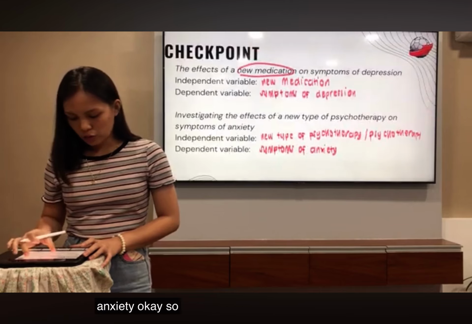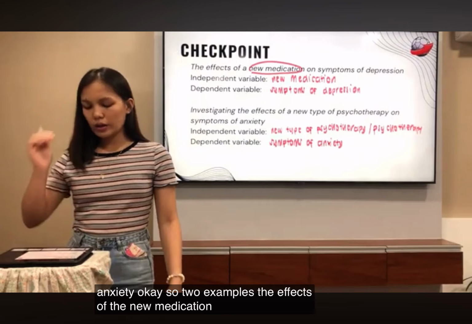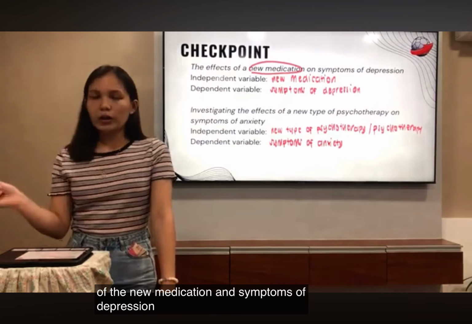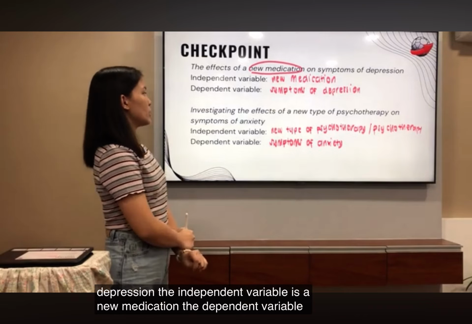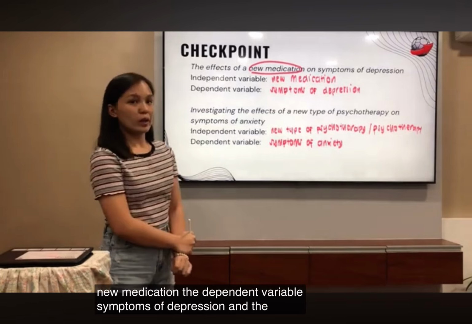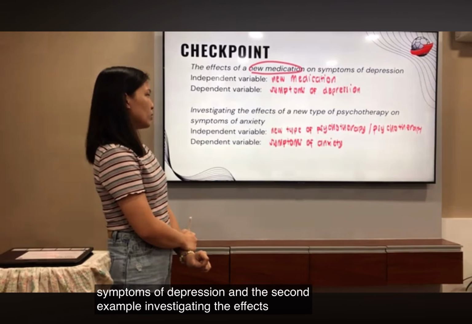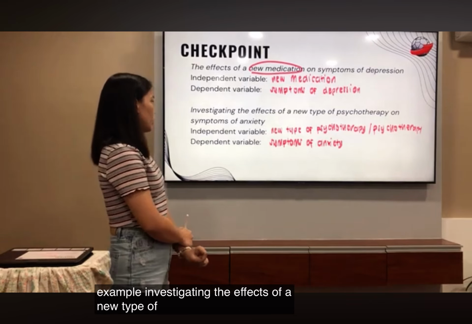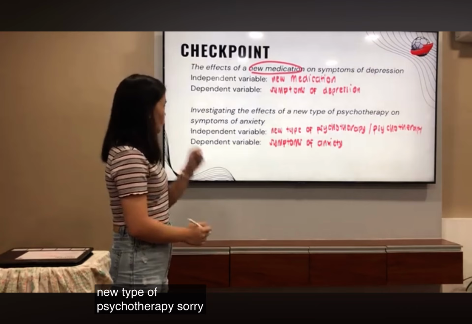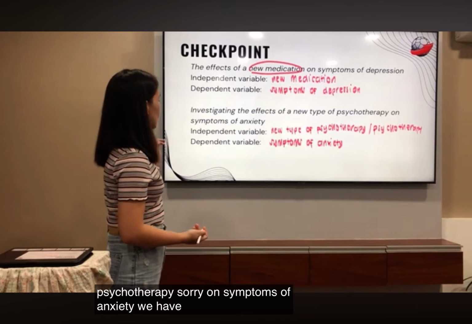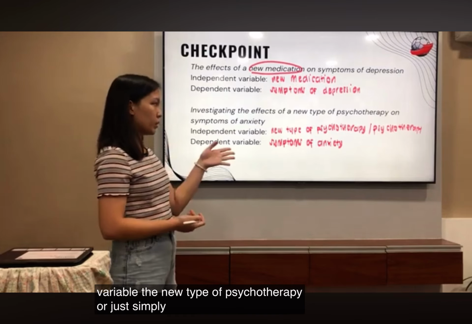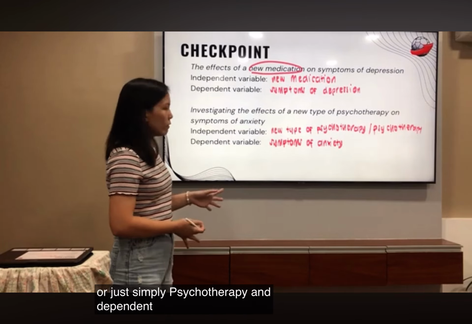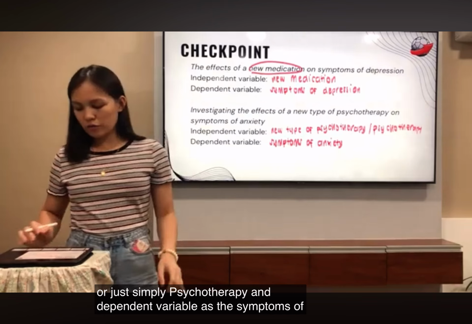Okay, so two examples: the effects of a new medication on symptoms of depression. The independent variable is a new medication. The dependent variable is symptoms of depression. And the second example, investigating the effects of a new type of psychotherapy on symptoms of anxiety. We have as the independent variable the new type of psychotherapy, or just simply psychotherapy, and the dependent variable is the symptoms of anxiety.